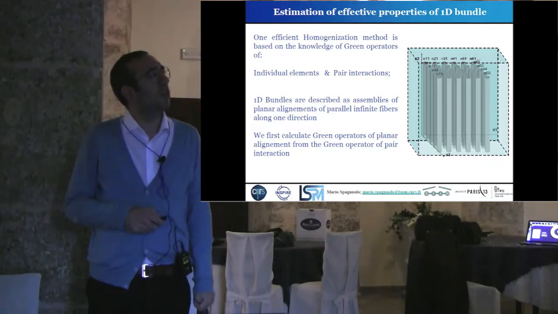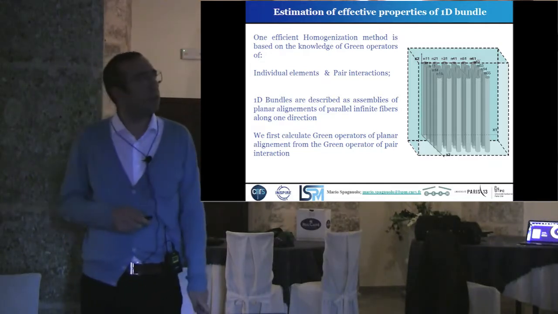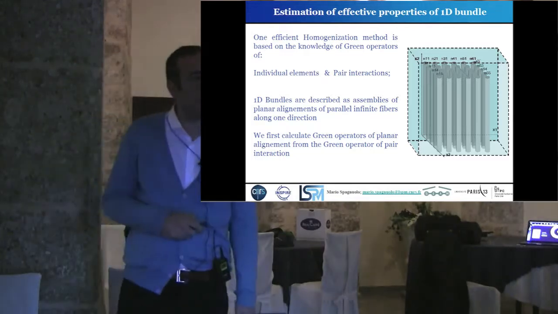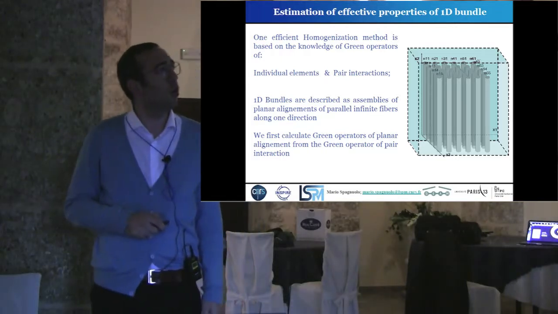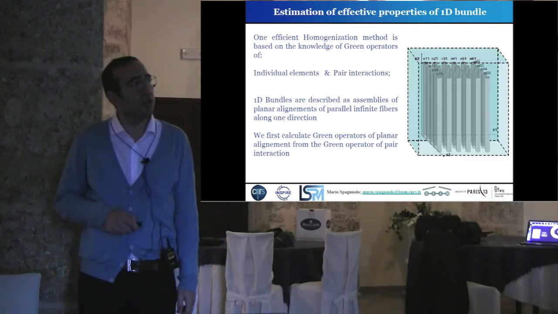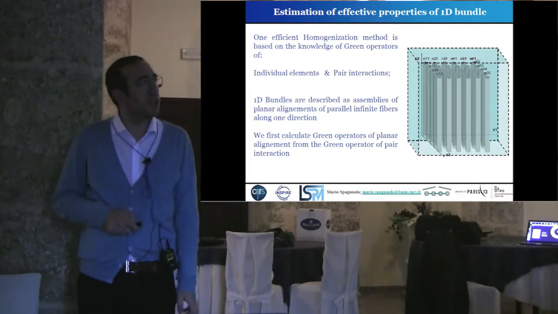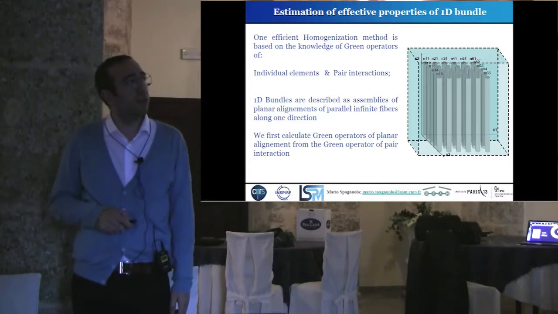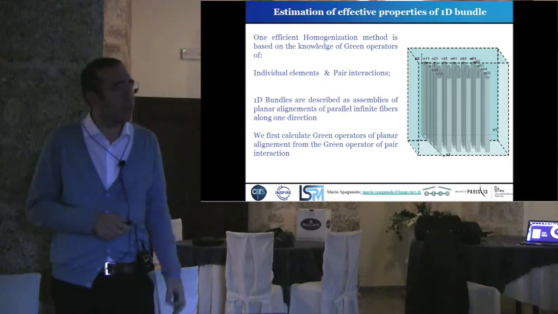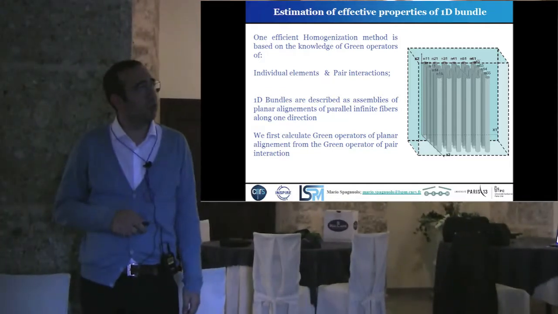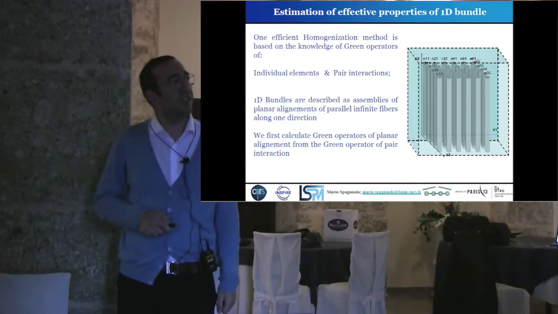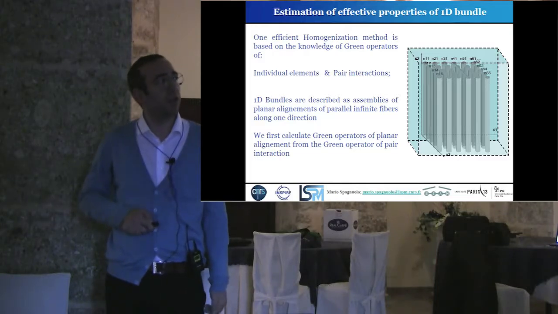This is the process proposed by Patrick, a particular homogenization method based on the knowledge of the Green operators. We can know the Green operators of a single inclusion. I call inclusion one single fiber, for example, here, and the pair interaction. So we have different Green operators to describe the interaction, the single fiber, and via these two specific operators we build the infinite alignment and after the 1D bundle.